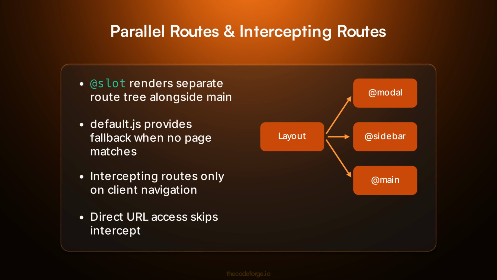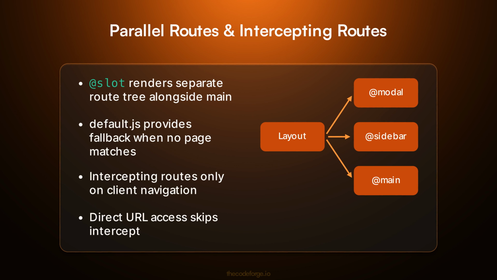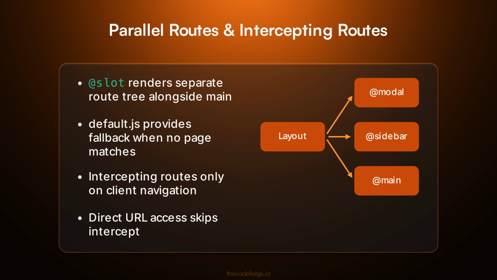Parallel routes use @slot folders to render independent route trees. Each slot needs a default.js to render when no matching page exists. Intercepting routes with the (.) pattern only trigger on client-side navigation, direct URL access uses the regular route. Always test both navigation modes.